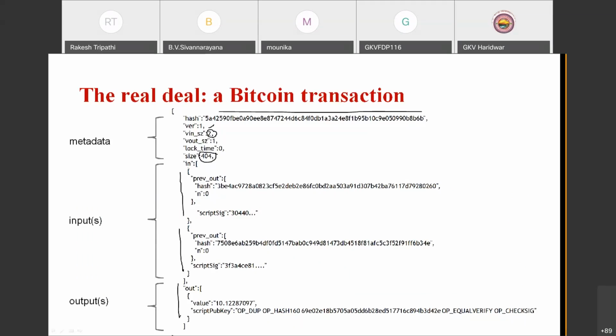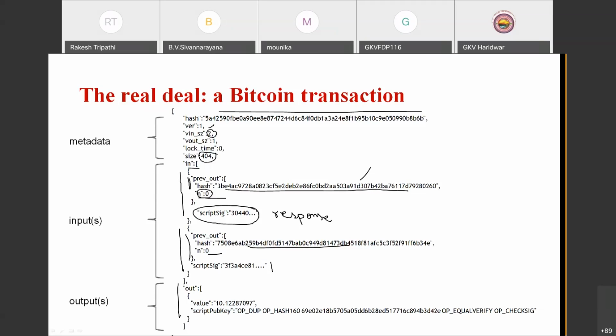In input, there is a reference to previous transaction. This is the previous transaction ID, a hash of that transaction, and index 0, the output index 0, the money I am spending here. And this is the response, the response to the challenge. I will tell you what this response is. And the second input has the second previous transaction reference, index 0. Again, this is the response.